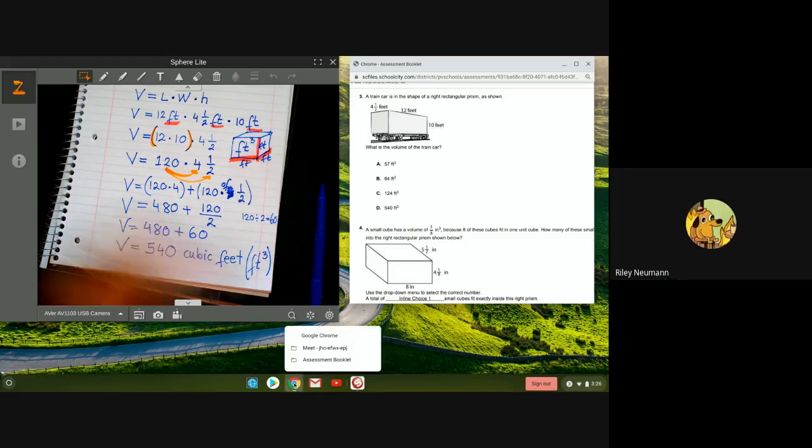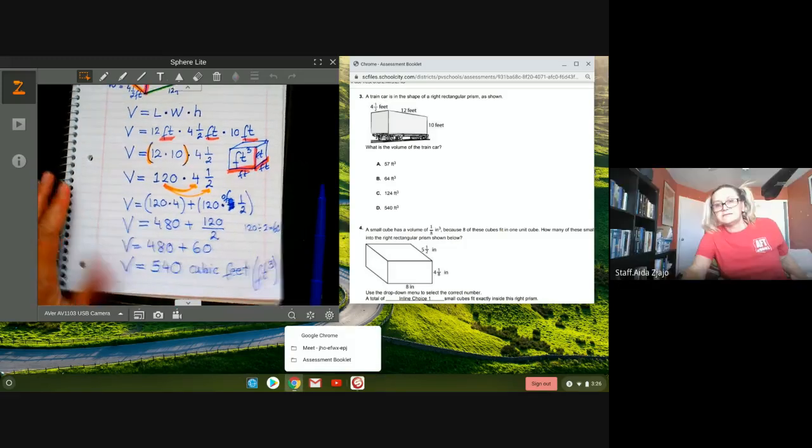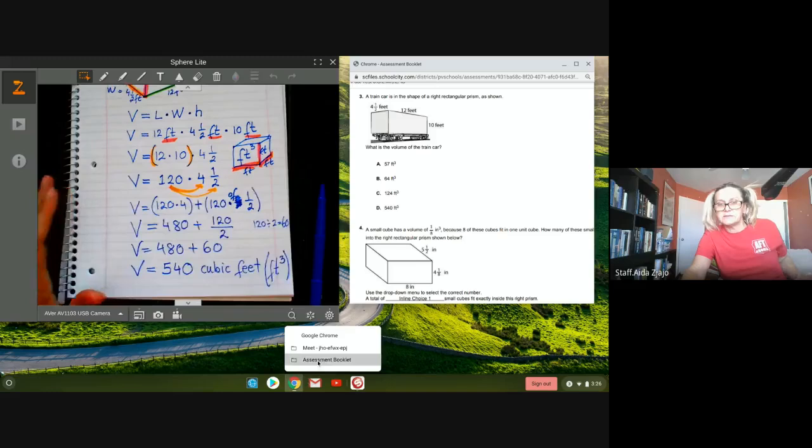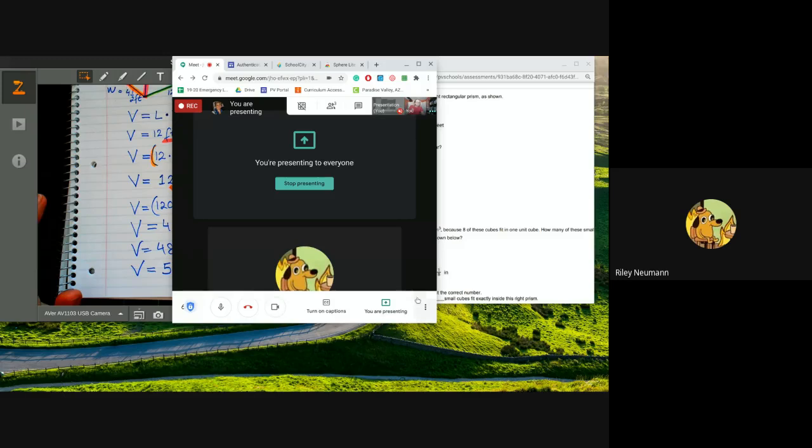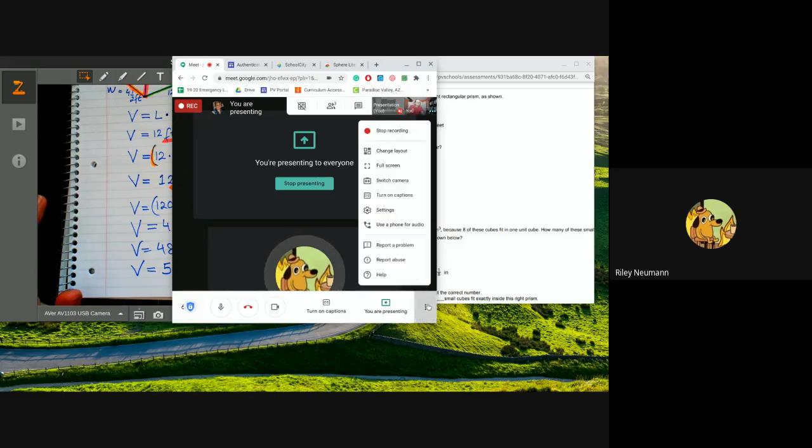Okay. Let's see which one is next. My next one is, this solid was created by joining two right rectangular prisms.